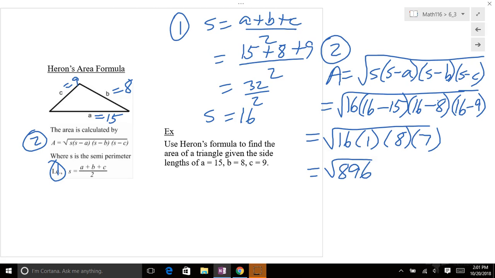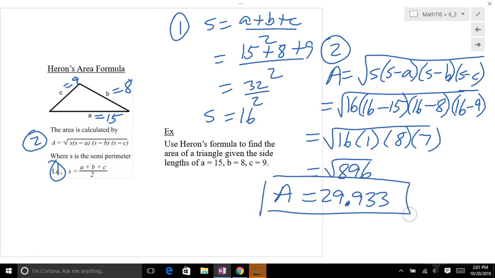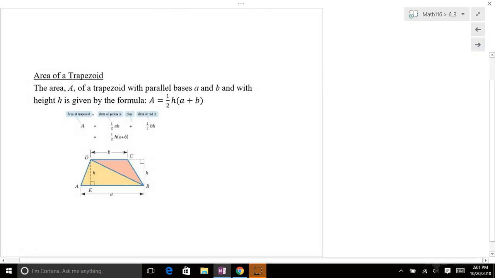And it looks like we got 29.933. That's 29.933. And this is, again, square inches, or square whatever your units are, because it's an area. So that's Heron's area formula.